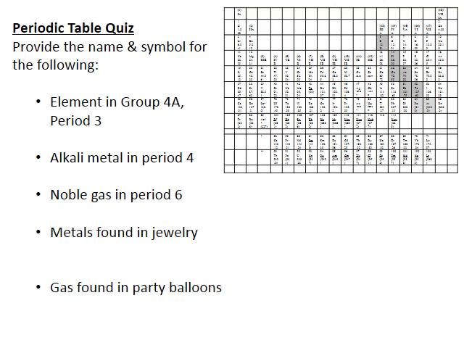So if I'm looking for an element in group 4A and period 3. So this is my first period, second period, third period. So in period 3, group 4A, that looks like I'm talking about silicon. So its symbol is Si and its name is silicon. An alkali metal in period 4. So let's see, period 1, 2, 3, 4. So the alkali metal in period 4 would be potassium.